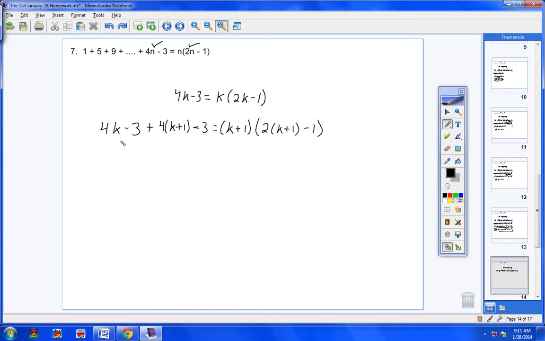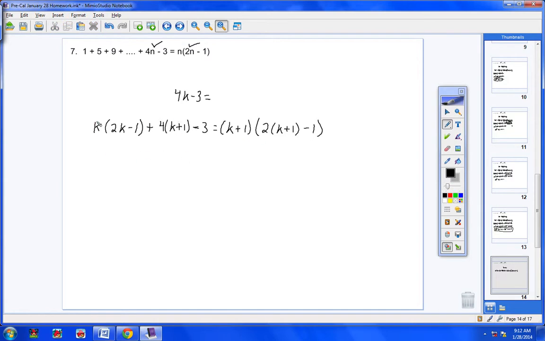First of all, I'm going to make my usual substitution. 4k minus 3 equals this right here. So I'm going to put that in place of this over here. All right? So let's quickly get rid of this. And we're going to slide this down. Almost slide it down. And now let's go ahead and start simplifying.